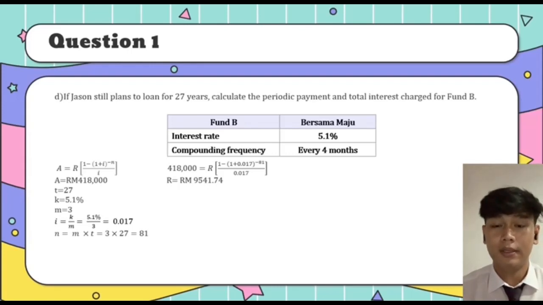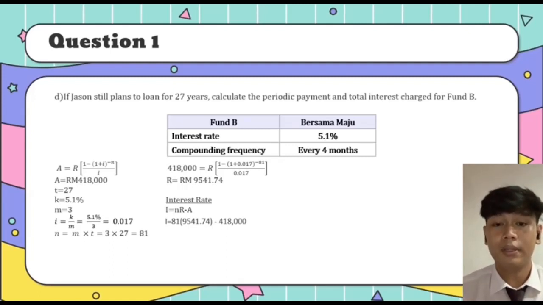After that, we need to find the interest. We will use this formula, which is I equals NR minus A, and we will put in the information that has been given. I equals 81 times 9,541.74 minus 418,000. We also use the solve function to solve the problem, and we got the answer. I equals 354,xxx.94.